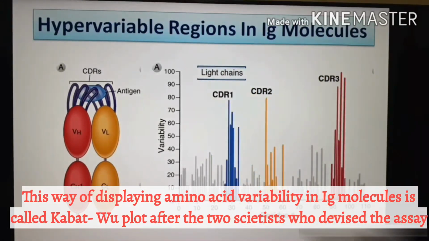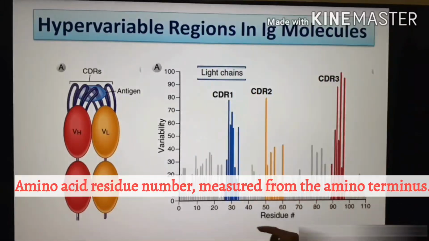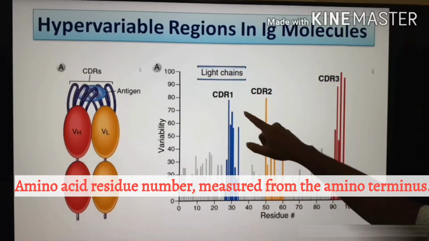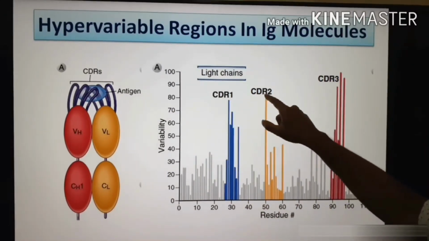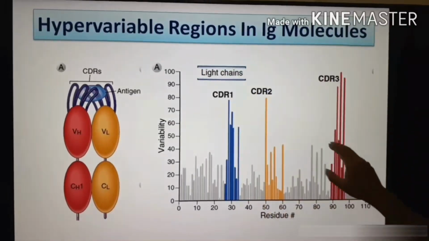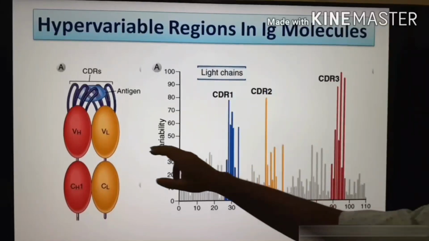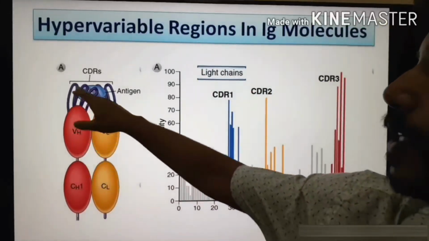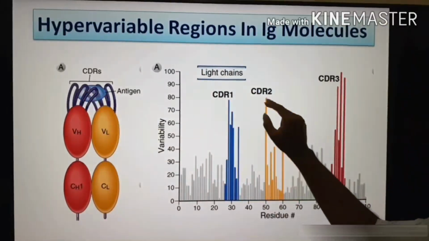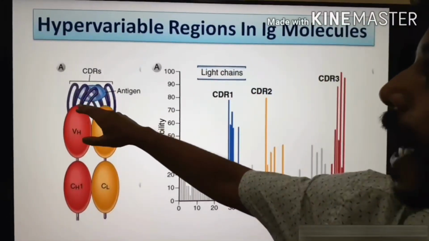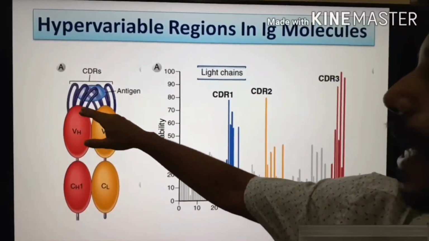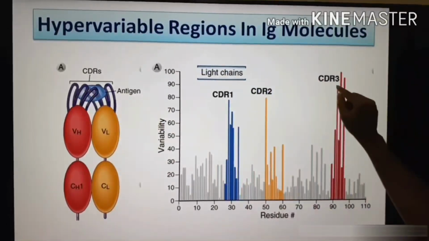This plot is called the Kabat-Wu plot because those 2 scientists discovered this fact. This is showing the variability of amino acids, and this is the position of the amino acid. Now you can see that among CDR1, CDR2 and CDR3, CDR3 is the most variable. So in the variable region there are 3 CDRs like CDR1, CDR2 and CDR3. These CDRs are the hypervariable region of the variable region, and among these hypervariable regions, CDR3 is the most variable region. You must remember this.